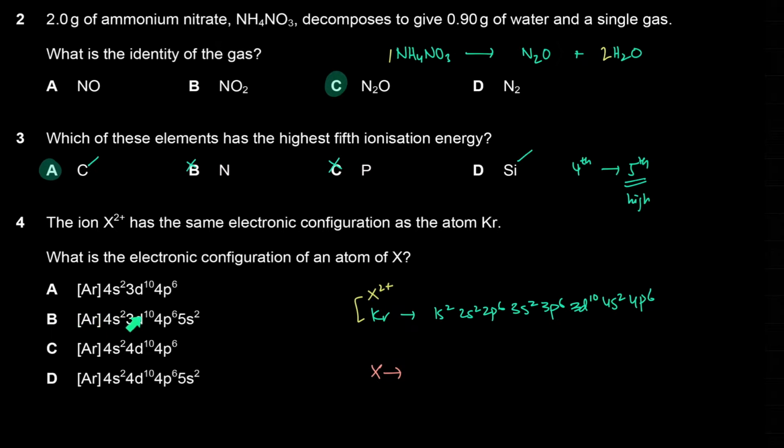They've written it as 4s2 3d10 rather than 3d10 4s2. That's fine. In our syllabus we usually write 3d10 4s2, but this is also acceptable; this is how, for example, American textbooks would write it. So you can say 3d10 4s2, or 4s2 3d10 4p6, and that's for the 2+ ion. The atom itself will have 2 additional electrons, so that will be 5s2. Those are the 2 additional electrons for the atom. So the answer here is B.